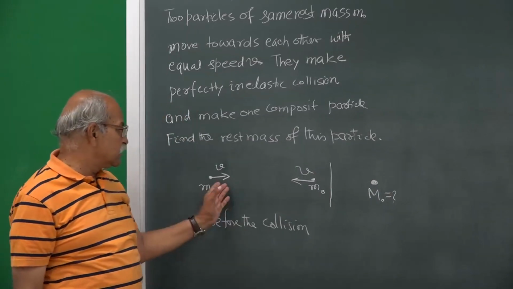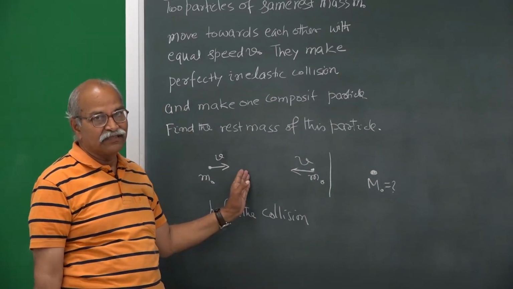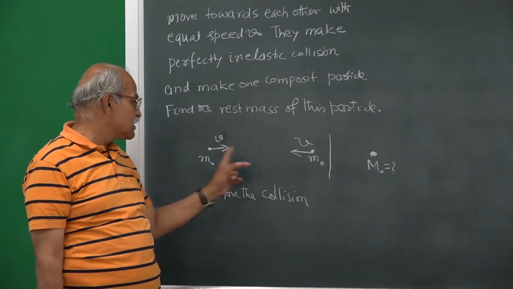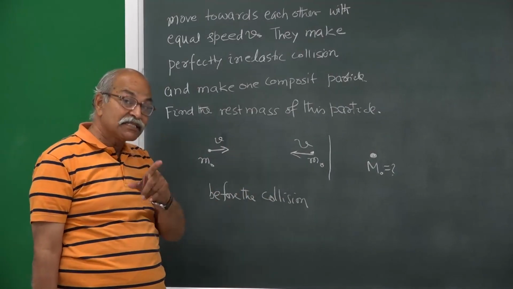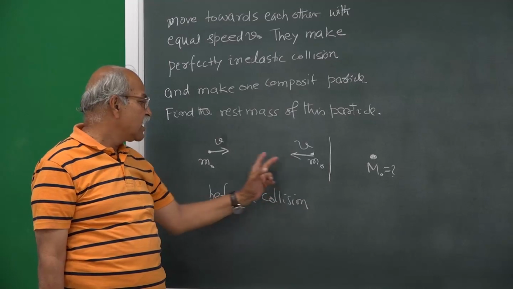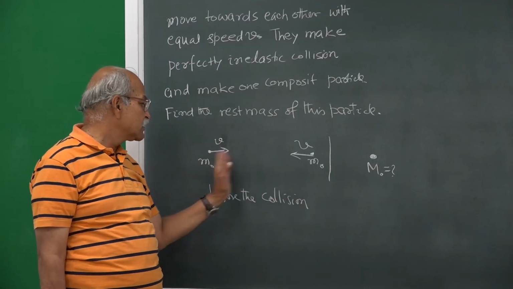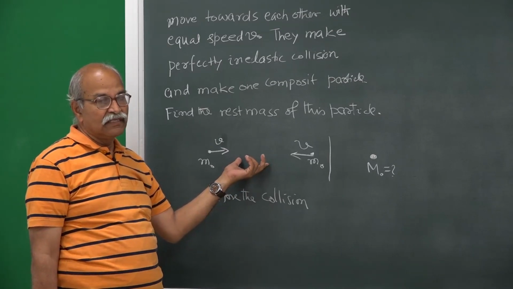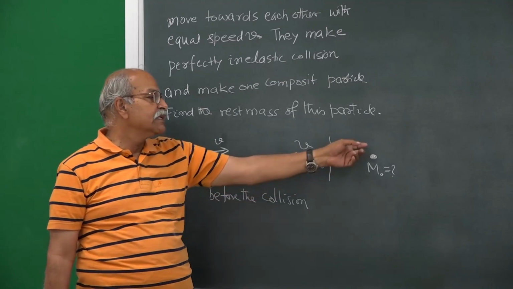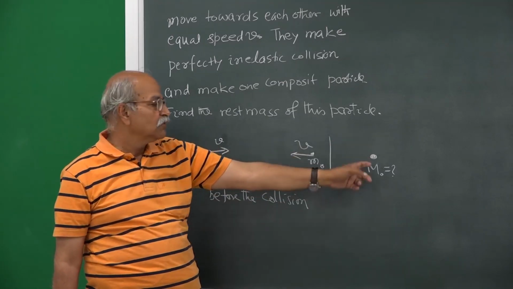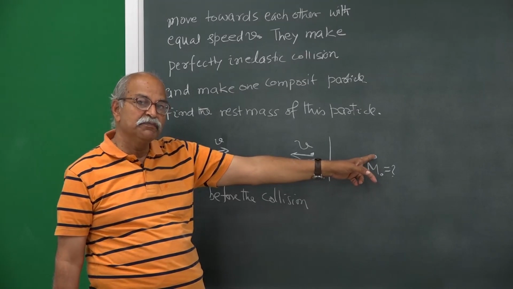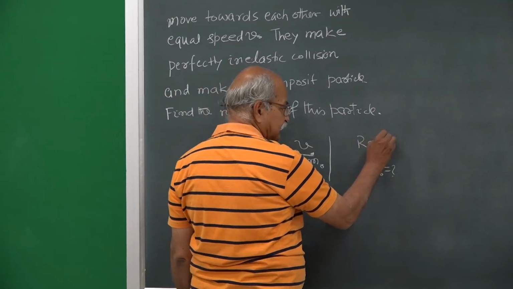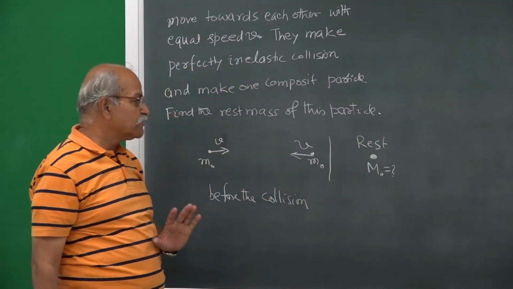Now, the first thing is that the linear momentum is 0 here. Linear momentum is m naught into v into gamma. Since m naught is same and v is same, gamma is same, and the linear momentum has the same magnitude, and since they are opposite in direction, the total linear momentum is 0. So after the collision also the total linear momentum should be 0, and now you have only one particle and therefore its speed should be 0. It must be at rest. So that comes from the linear momentum conservation.